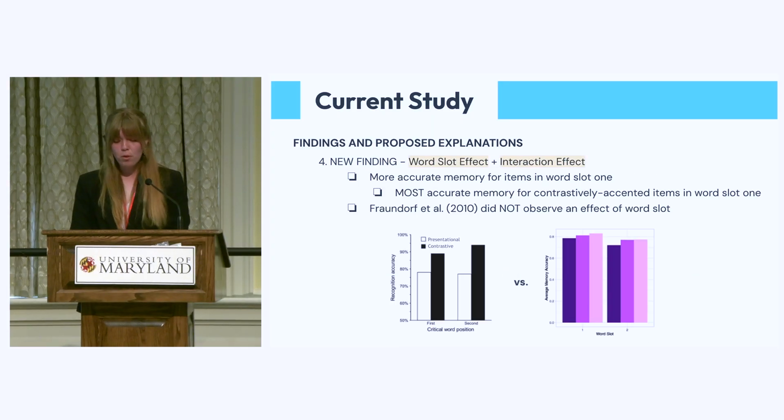And then our study also observed a main effect of word slot. Items presented earlier in the continuation sentence were remembered more accurately than those presented later in the continuation sentence. And then an interaction effect was also observed, where participants remembered items best when they were contrastively accented and presented in word slot 1. In comparison, Fraundorf et al. did not observe this effect.